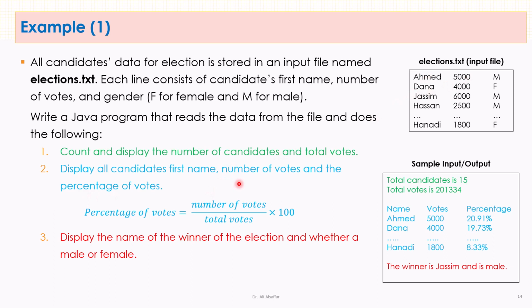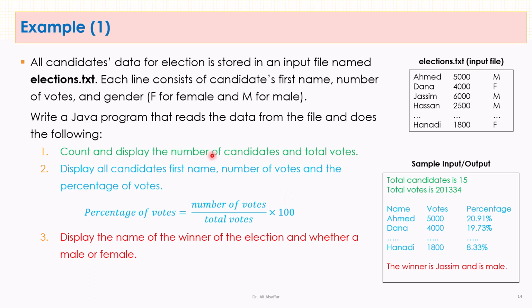But the problem is with the percentage of votes. To compute the percentage of votes, you need to divide number of votes over total votes. That means first you need to find the total, and then you divide number of votes over total votes. So therefore, you need to go over the data twice. In the first time you compute the total, and in the second time you need to divide the number of votes over the total votes for each candidate. So now we don't have a choice. We must save the data into an array. So therefore, the program needs arrays.